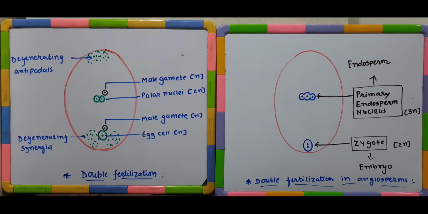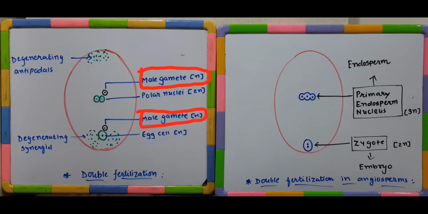Obviously, at that stage, synergids degenerate. One more fact: even antipodals degenerate. Literally, two cells are left inside the embryo sac. One is the haploid egg cell. Another is the diploid central cell with its two polar nuclei. Within this, the two male gametes are discharged by the pollen tube. The pollen tube tip ruptures and releases the two haploid male gametes within the embryo sac.